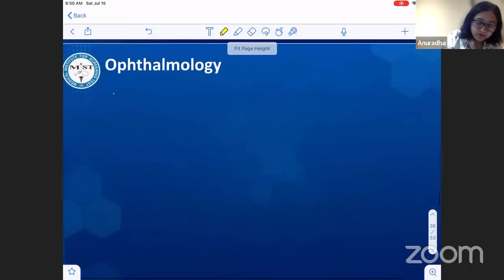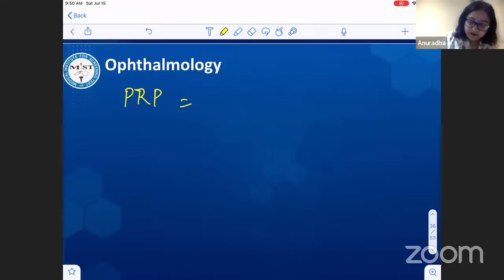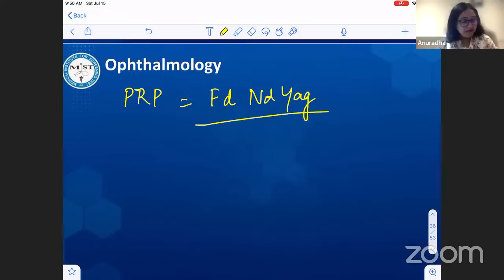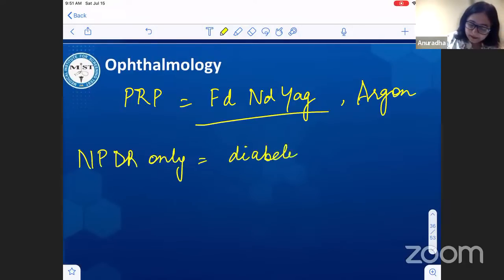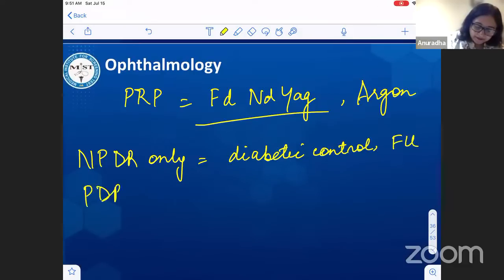The laser used for PRP is either frequency doubled NdYAG laser, not the plain NdYAG, or argon laser. There is a difference. NdYAG is different, which is used for iridotomy or laser capsulotomy. Now, summarizing the treatment in different stages of diabetic retinopathy: if it is only NPDR, you will do diabetic control and regular follow-up. If it is PDR, the high risk PDR like this, then you do PRP laser.